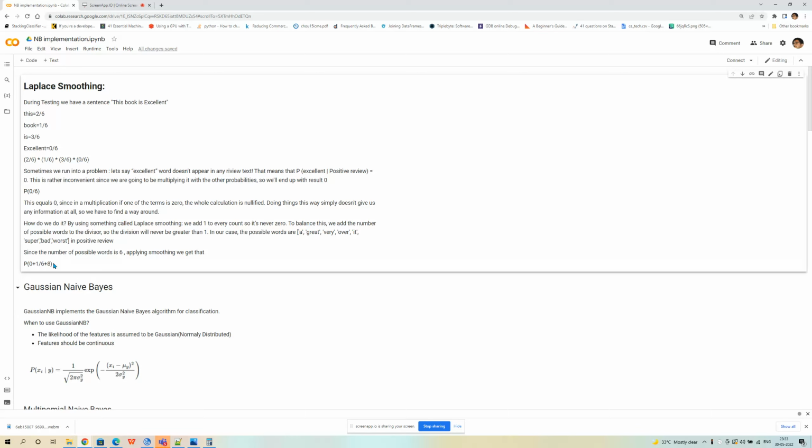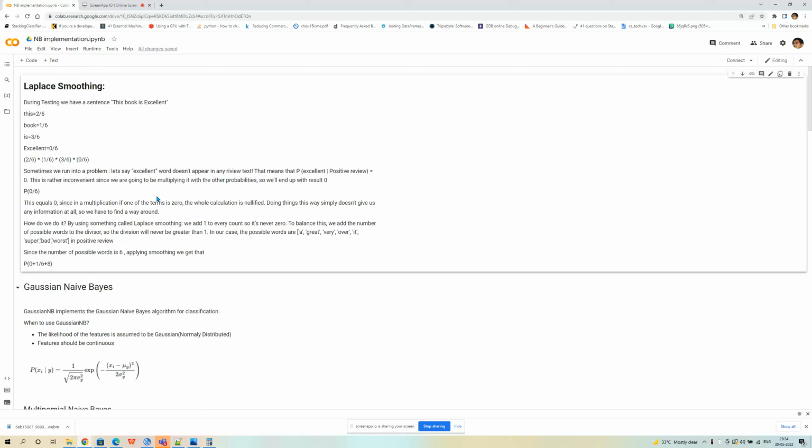So now let's see what happens to the word "excellent". Since it never occurred, the probability will be 0 plus 1 in the numerator, divided by 6 plus 8. 8 is the unique words across positive and negative reviews. That will balance it out, so that the fraction will never be greater than 1. This is called Laplace smoothing. So just remember what Laplace smoothing is.